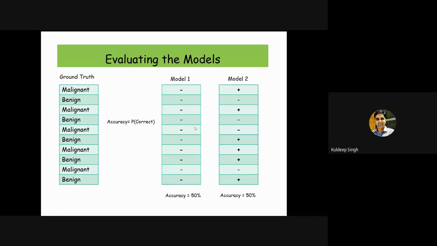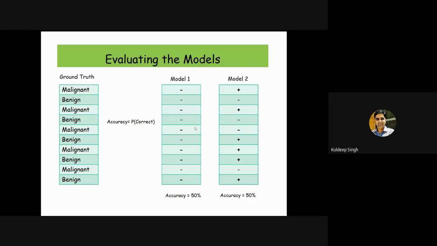Next comes, once we have built the model and tested the model, let's evaluate the model. Let's see the performance of that model, how it is performing on the test data or unknown data subjected to it. So let's take an example. Suppose we have 10 test images. On the left hand side is the ground truth label of those 10 test histopathology images, whether they belong to malignant or benign category.